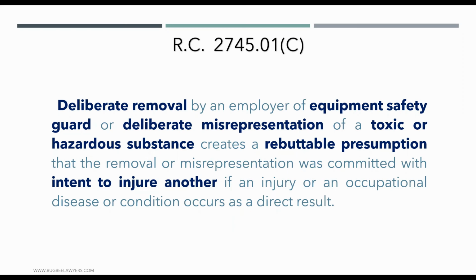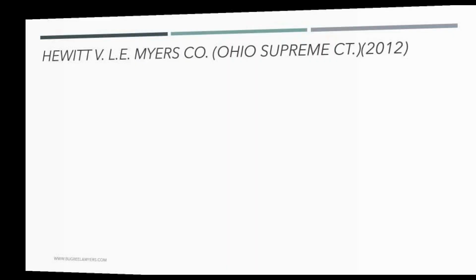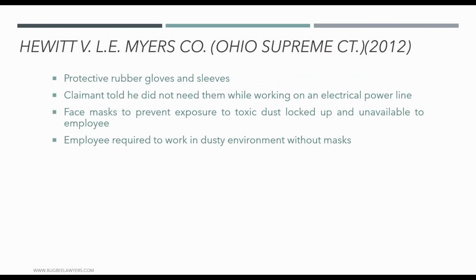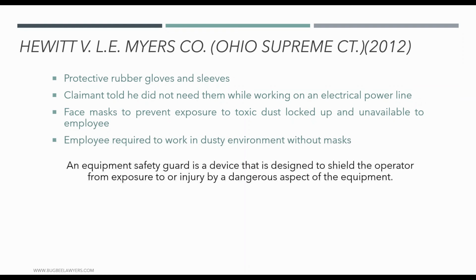What it means is, Hewitt tells us what it means. Hewitt involved protective rubber gloves and sleeves that were not supplied. The employer told the employees that they did not need them. Face masks for the dust that the employees were going to breathe in had been locked up and unavailable to the employees, and based on that fact pattern, an employee suffered an injury and filed an intentional tort case.